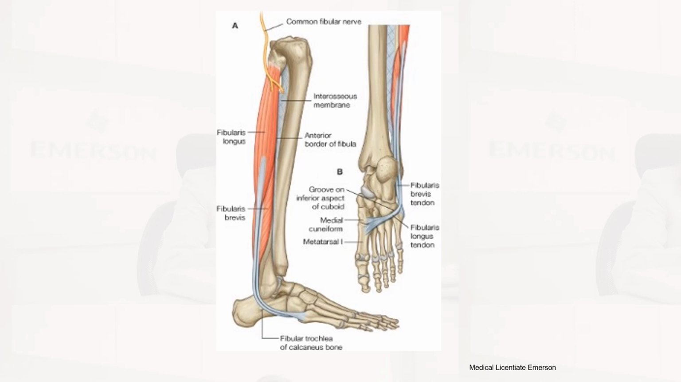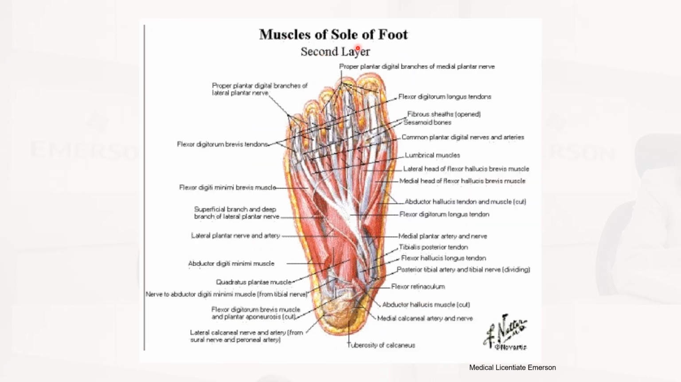the fibularis brevis. Okay, the muscles of the sole of the foot. This is the second layer. So this is for the foot: the abductor digiti minimi muscle, the flexor digiti minimi brevis muscle. So we have a lot of muscles. We have the lumbrical muscles, and the flexor digitorum longus muscles. So these are muscles that make up the sole of the foot.